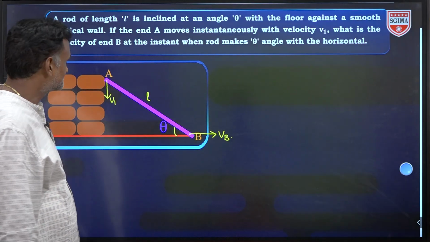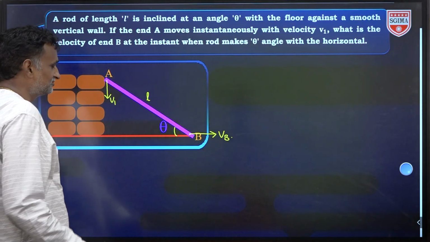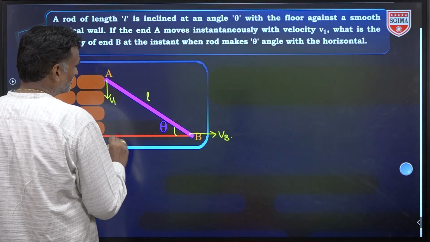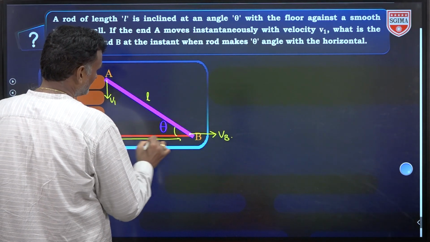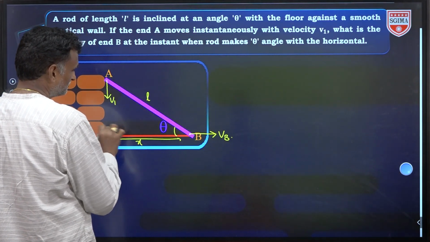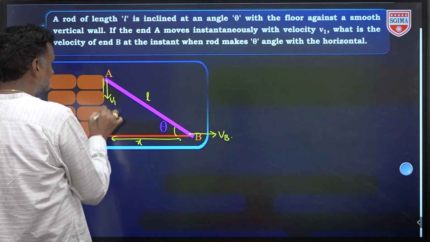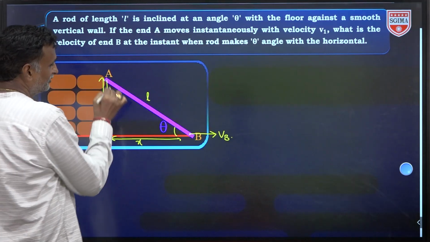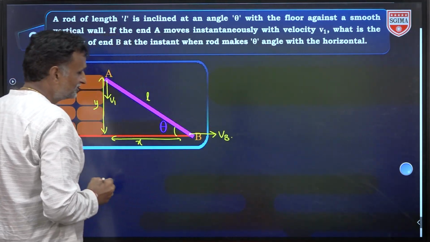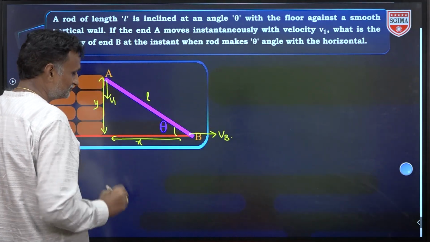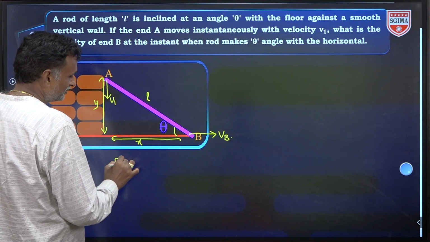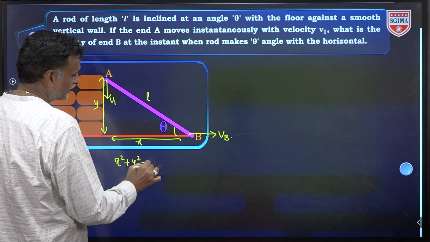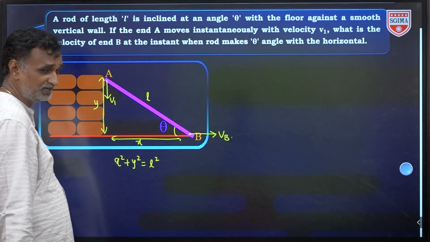So, to move this one, let us suppose first of all it has an x displacement from the wall, and it is at a height y displacement from the floor, and the rod has length L. So, using Pythagoras theorem, we can write x square plus y square equals L square.